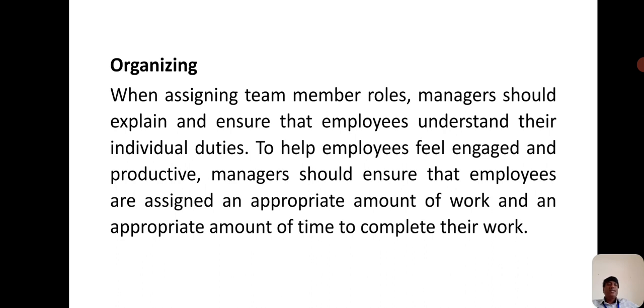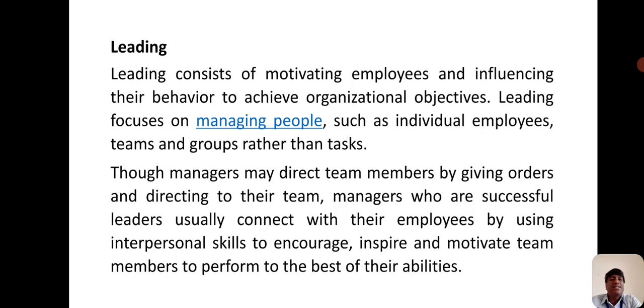To help the employees feel engaged and productive, managers should ensure that the employees are assigned an appropriate amount of work and an appropriate amount of time to complete their work. So when you assign some work, the scientific allocation of time must also be there. So you assign the work, you assist your subordinates, and you see that within the time frame that work will be completed. So this is what organizing is.